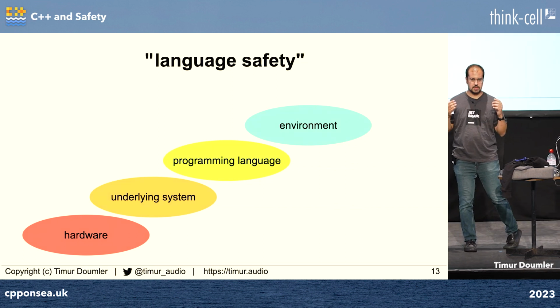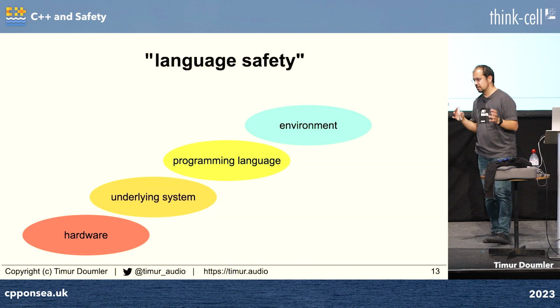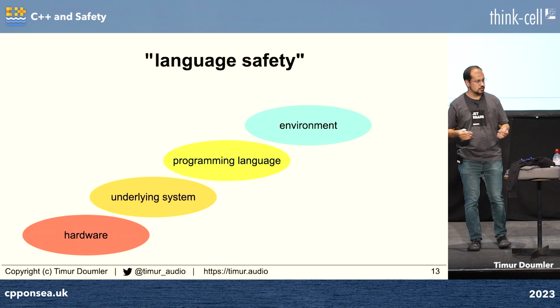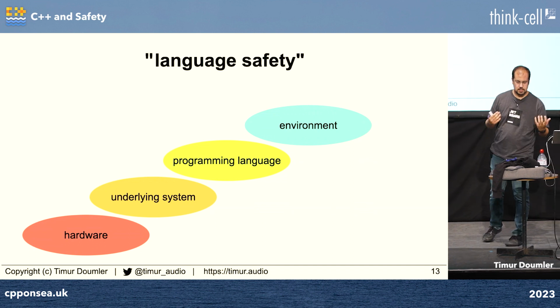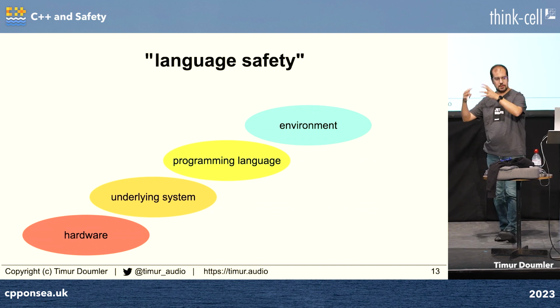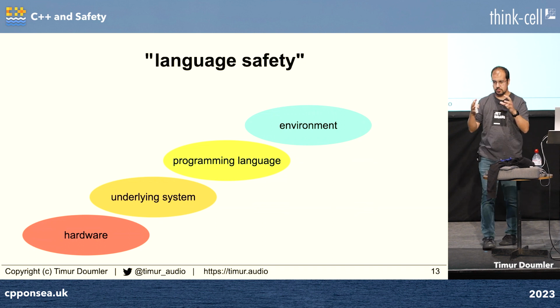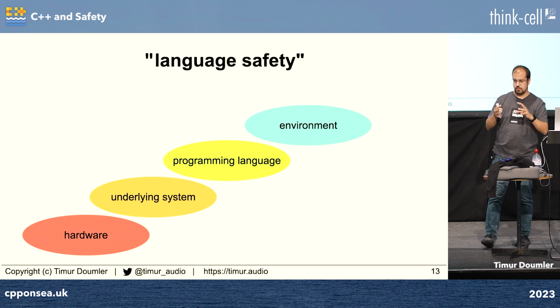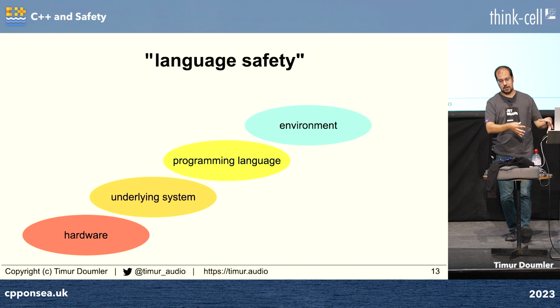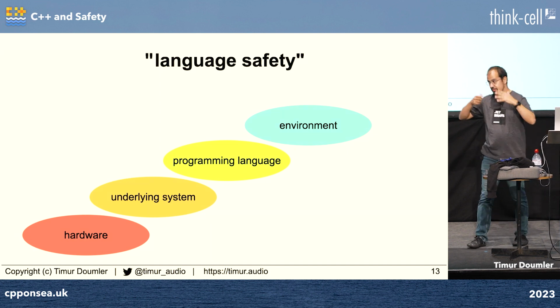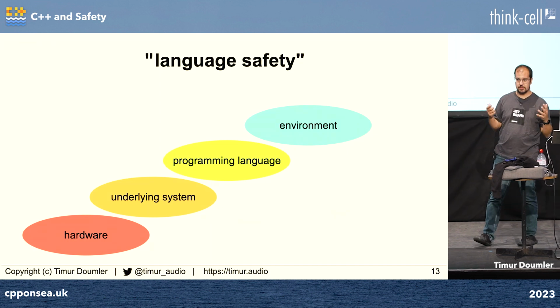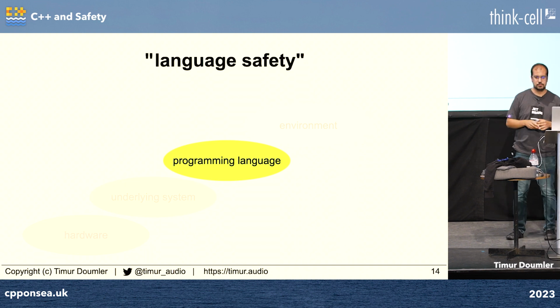So I don't want to use safety unqualified. I always want to use it in some kind of qualified, more specific way so that we know what we're talking about. In the system, we have all of these layers: the environment, the user, the programming language the program is written in, and underneath some kind of operating system this runs on, and then the hardware. Because we're at the C++ conference, I really want to zoom in on the programming language level.